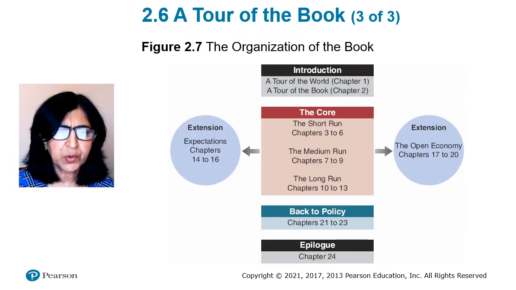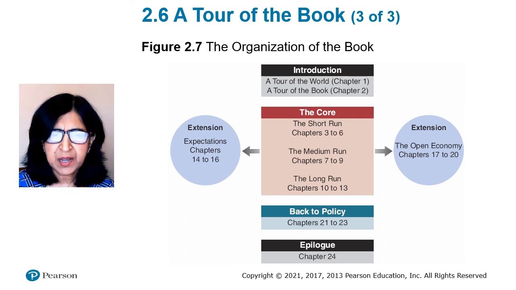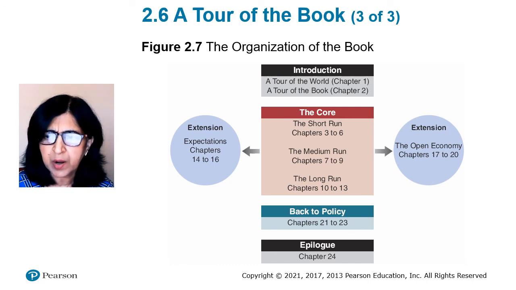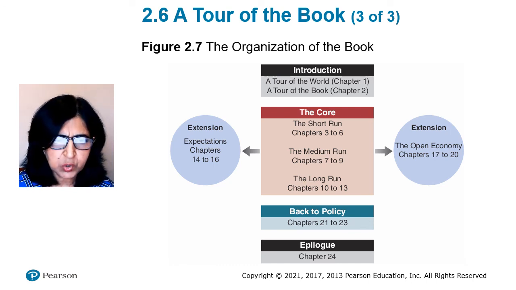The book's organization is shown in figure 2.7. The book starts with introduction as a tour of the world in chapter 1 and a tour of the book in chapter 2. The mid part of the book is mentioned as core, that includes the short run from chapters 3 to 6, the medium run from chapters 7 to 9, and the long run from chapters 10 to 13.